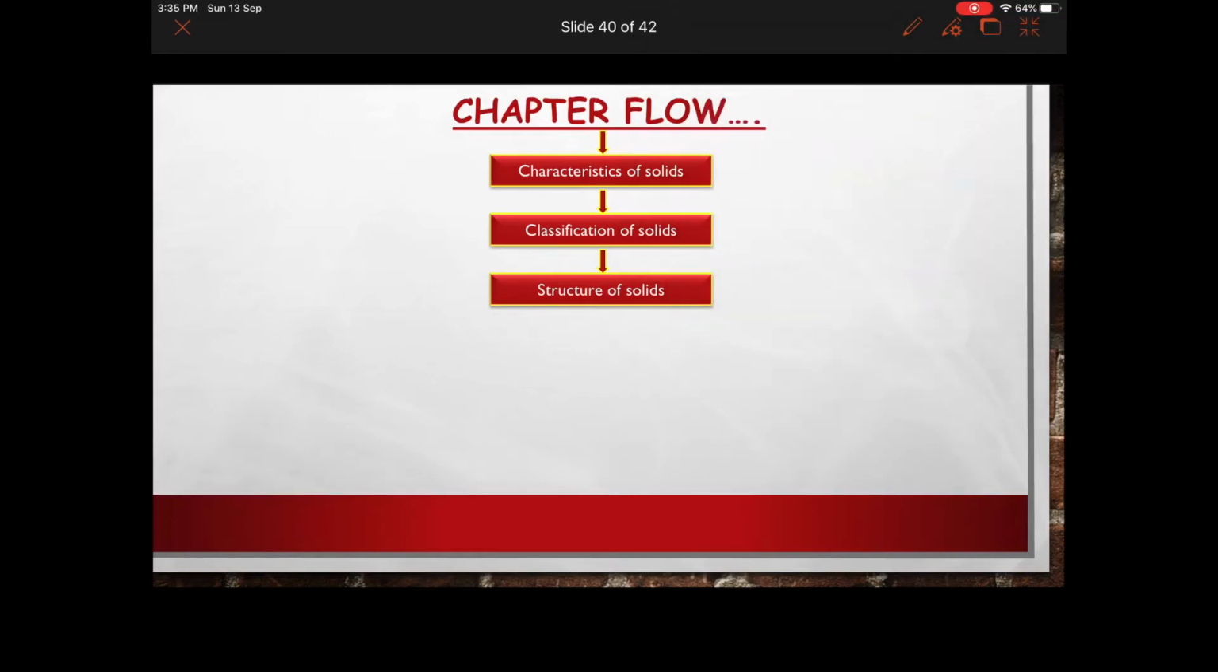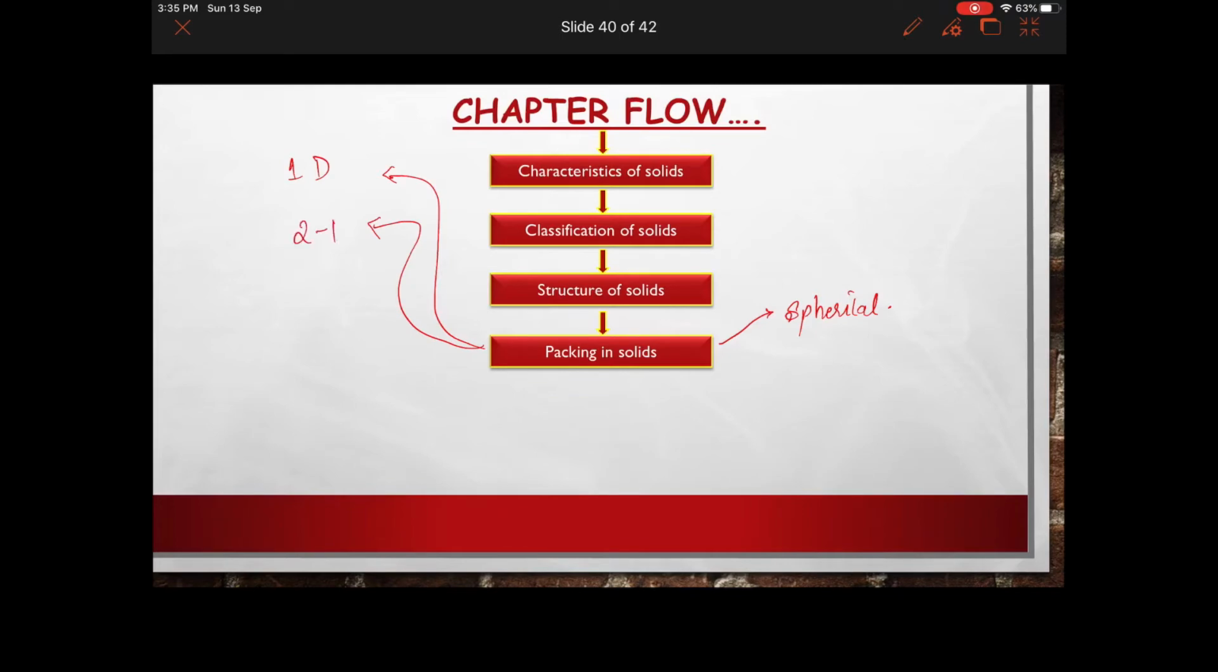Correct? Then we moved on to the last lecture, where we moved on to packing in solids, where we talked about that the particles in the packing are considered to be spherical. Based on the packing, we talked about that there is one-dimensional packing, then there is two-dimensional packing. Two-dimensional packing was of two types: square closed packing and hexagonal closed packing. Please just close your eyes and start remembering the stuff that you've learned in the last lecture.